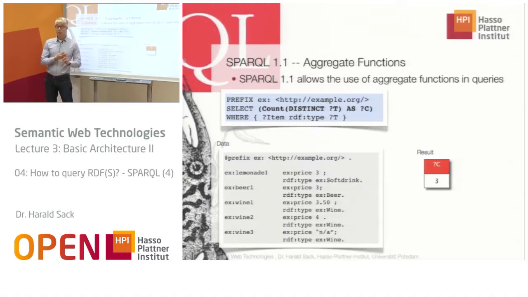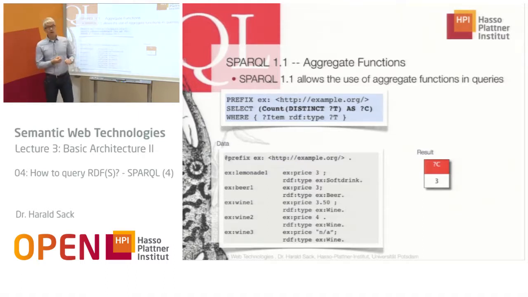Pretty simple, of course, we want to count. Therefore, we have the select and then the aggregation function count. And then we only want to take into account distinct types. So we say distinct as a keyword and then the variable for the type. And then we say we select this as a new variable called z.